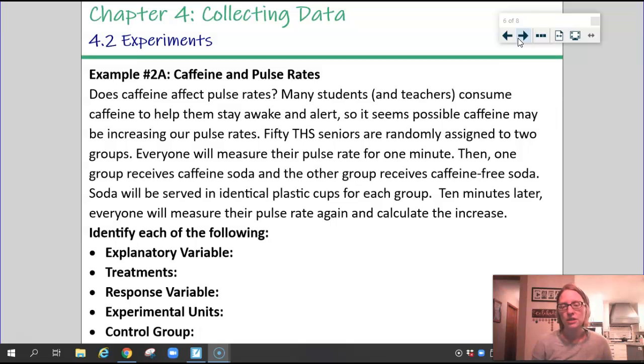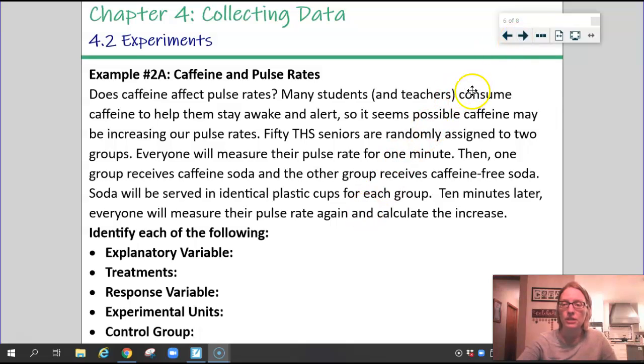50 Tartan High School seniors are randomly assigned to two groups. At the start, everyone's going to measure their pulse rate for 1 minute. Then, one group receives caffeine soda and the other group receives caffeine-free soda. The soda is served in identical plastic cups for each group. 10 minutes later, everyone will measure their pulse rate again and calculate the increase. Pause here while you identify each of the following, and when you're ready to see the answers, you can hit play.